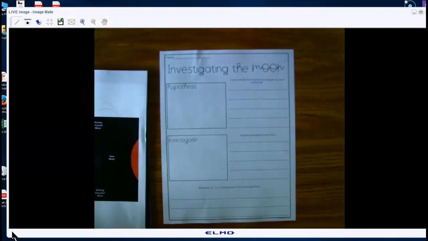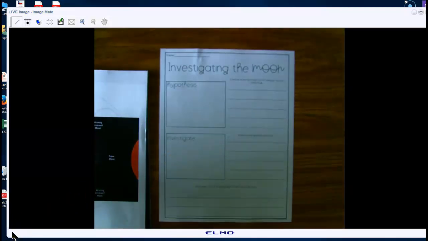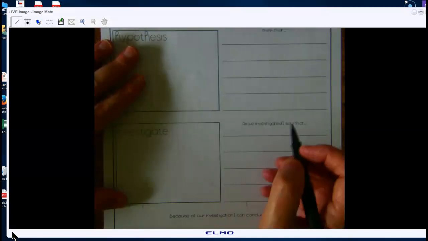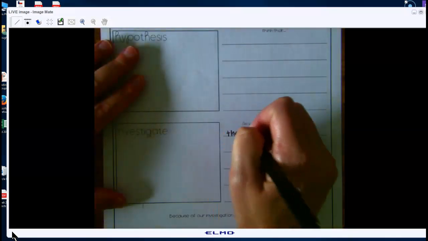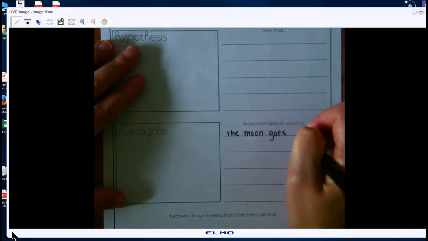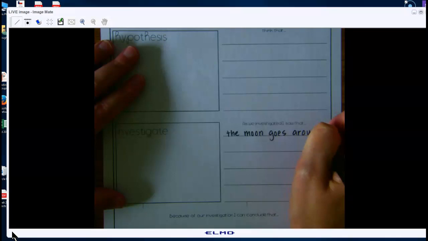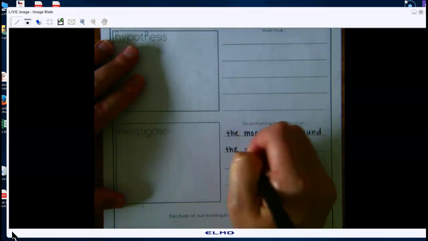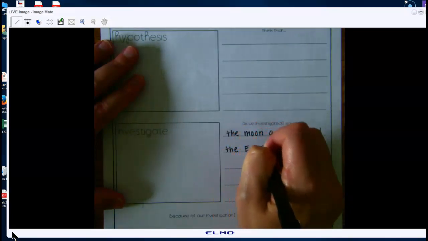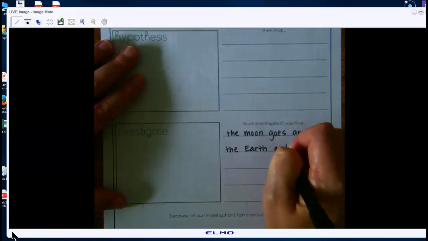As we investigated, I saw that. What did I learn about the moon? That tells me why it's not always round. Cooper? It goes around the earth. So as we said, I saw that the moon goes around the earth. And we can only see part of it, right?